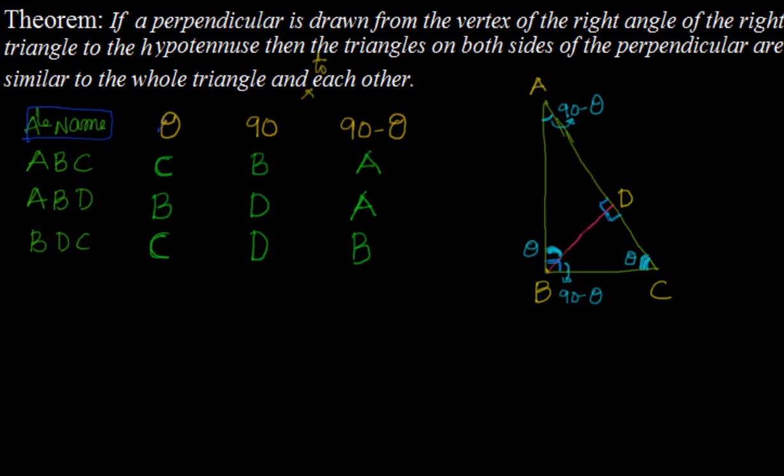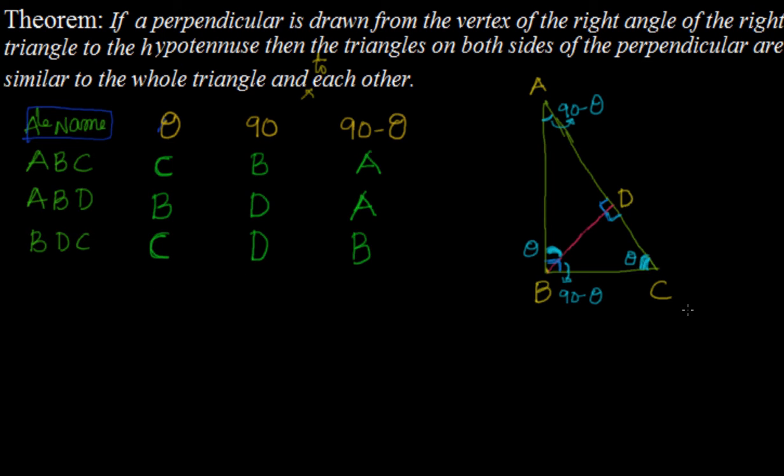Okay. Now how to prove that? You can take these two triangles ABC and ABD. If you take ABC and ABD, angle A, 90 minus theta, is common, and the remaining angle is 90 degrees. So by AA similarity, ABC is similar to ABD. If you take ABC and BDC, you can see that C is common, theta is common in both of them, and you know angle B and angle D are 90 degrees. So that way also you can say ABC and BDC are similar to each other. Then by that you know that ABD and BDC are also similar to each other.